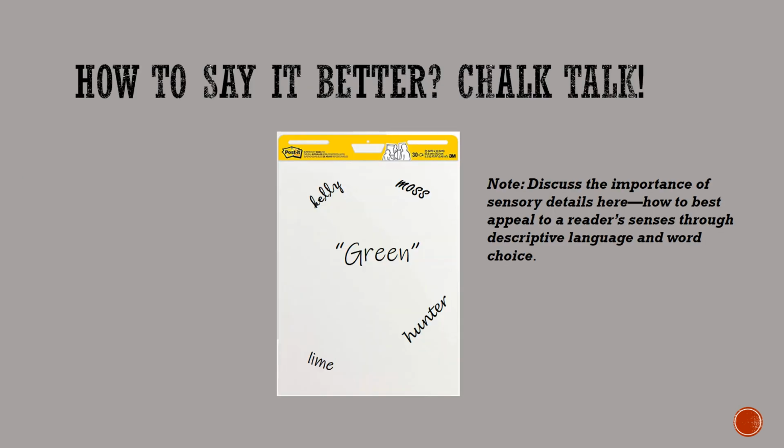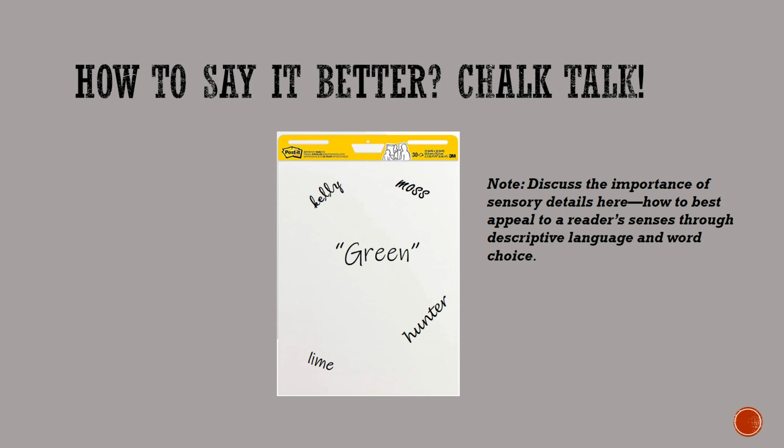After this, I have students read through their work and look at the descriptive words they chose. We talk about the importance of sensory details here, how to best appeal to a reader's senses through descriptive language. We talk about how important word choice is, and that you don't necessarily need a huge, flowery, poetic statement. Sometimes you just need the right word.